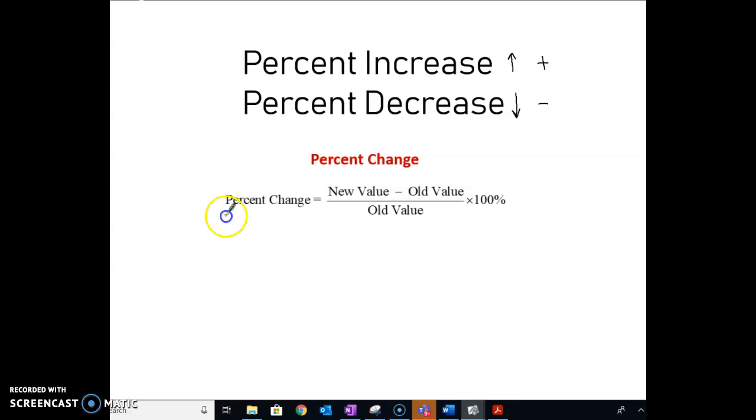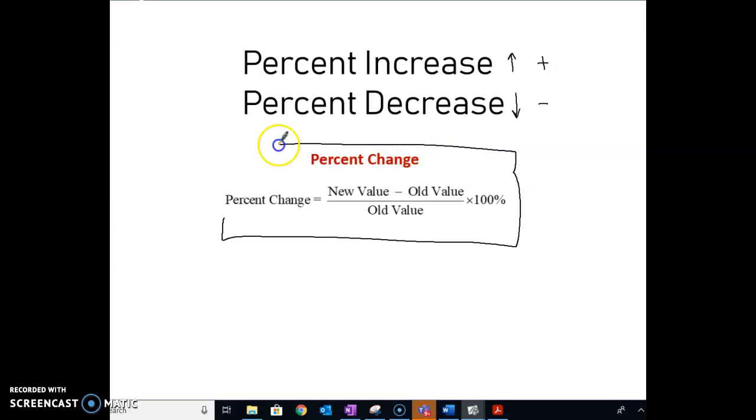The formula to find percent change is going to be this. Write this in your ISN. The percent change is the new value minus the old or the original value, divided by the old, which is the original value, and then you times by 100. Again, if your answer is a negative answer, then your value has decreased. If you get a positive, then your value has increased.